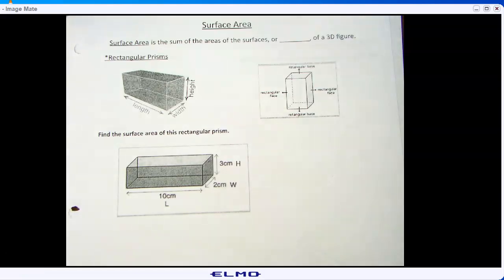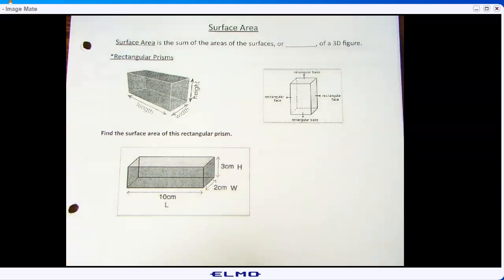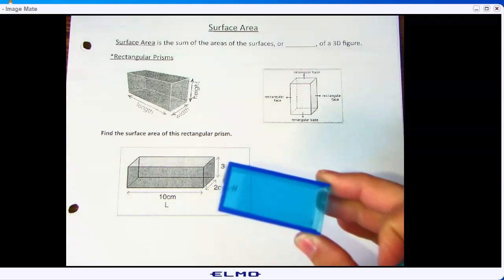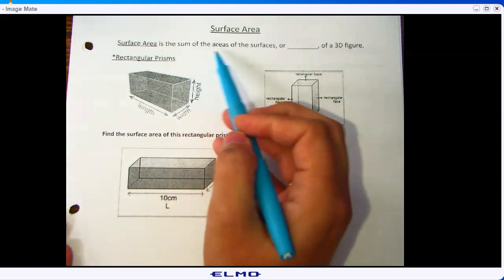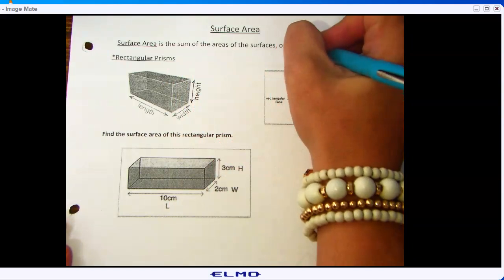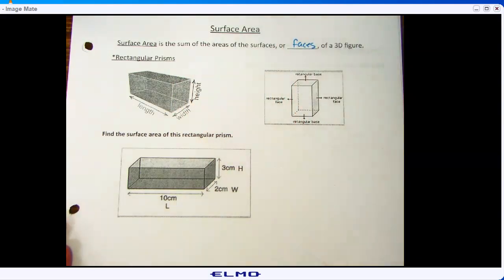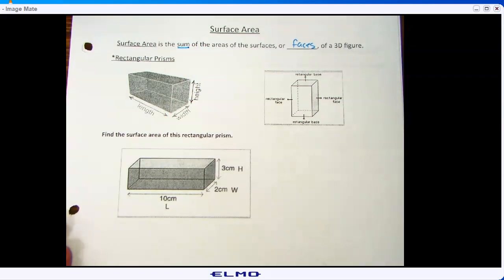Guys, we're going to talk about surface area today. Surface area is similar to composite figures. The difference is that surface area is with a 3D shape, whereas with composite figures, when you find the area, it was your flat shape. So surface area is the sum of the surfaces or faces of a 3D figure. And so, sum, we're going to have to add at some point.